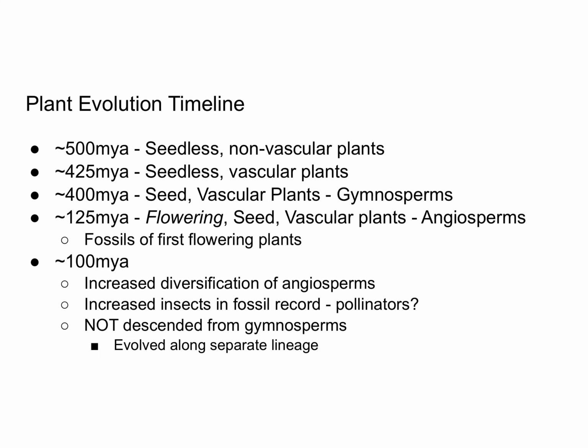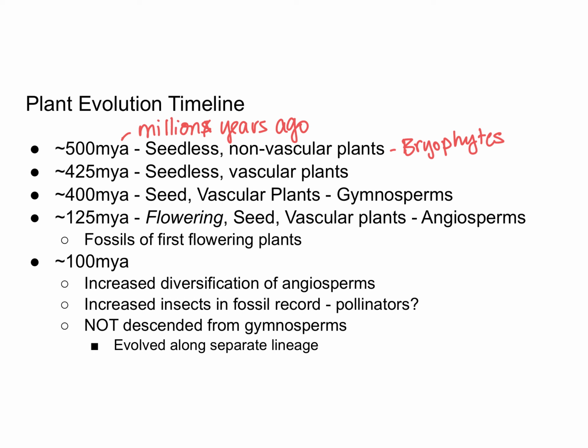In this video, we're going to learn more about angiosperms. So let's take a quick review of plant evolution and the timeline when all this happened. Remember that about 500 million years ago, and MYA means millions of years ago, that's when the seedless non-vascular plants first evolved. These are the bryophytes that we've talked about previously.